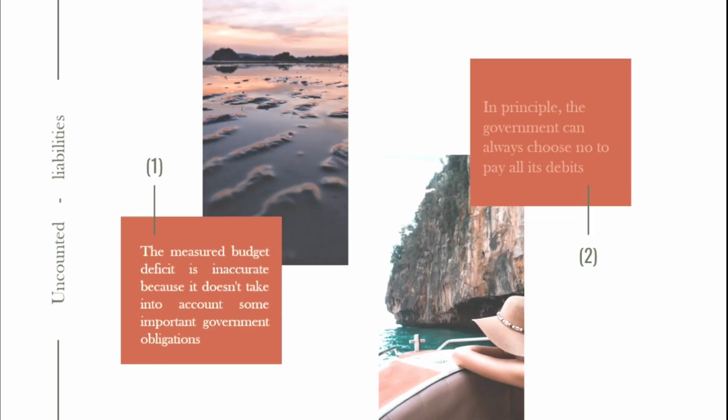Next is uncounted liabilities. The government itself has some important liabilities, like the social security system, pension plans, and so on. When measuring the budget deficit, this becomes a problem too, because many economists say that these liabilities are not included in the government's debt, and the government in principle can choose not to pay these debts.